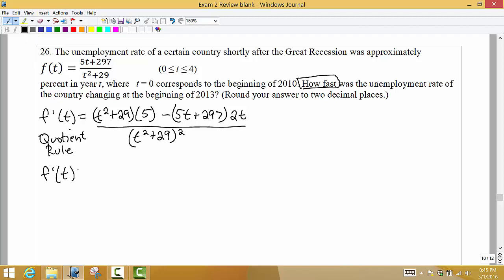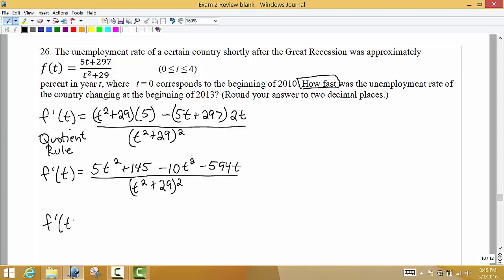Okay, I'm going to simplify just a little bit here. I'm going to distribute in the 5 into that parentheses there, and I get 5t squared plus 145. Here I'm going to distribute in the negative, so both of these terms are going to become negative, and I'm also going to distribute in the 2t. So when I do that, I get negative 10t squared, and then negative 594t, all over the denominator squared.